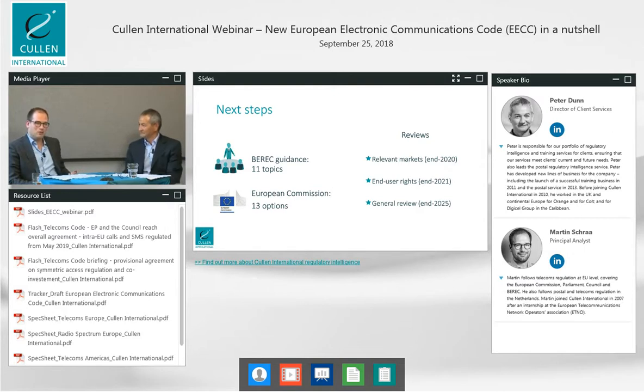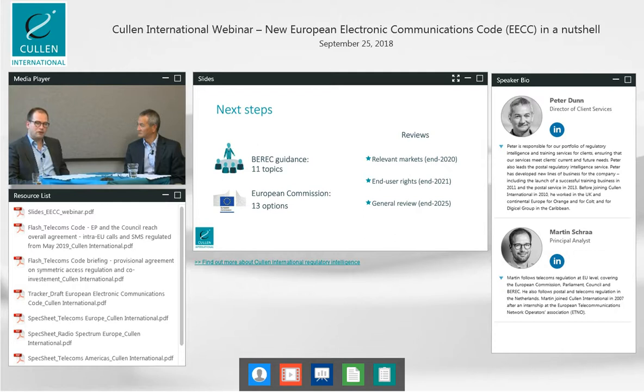As we said, BEREC will need to issue a lot of guidance. We've identified about 11 immediate topics on which they need to provide a report or guidelines. And under the new reform of the BEREC regulation, NRAs, so the BEREC members, have to take utmost account not only of guidelines but also of reports and other deliverables by BEREC. The European Commission has the option, in most cases not the obligation, to issue binding rules on 13 different topics. They will do that through comitology, which is the process in which they engage with member states to set binding rules, which is also quite a process in and of itself.